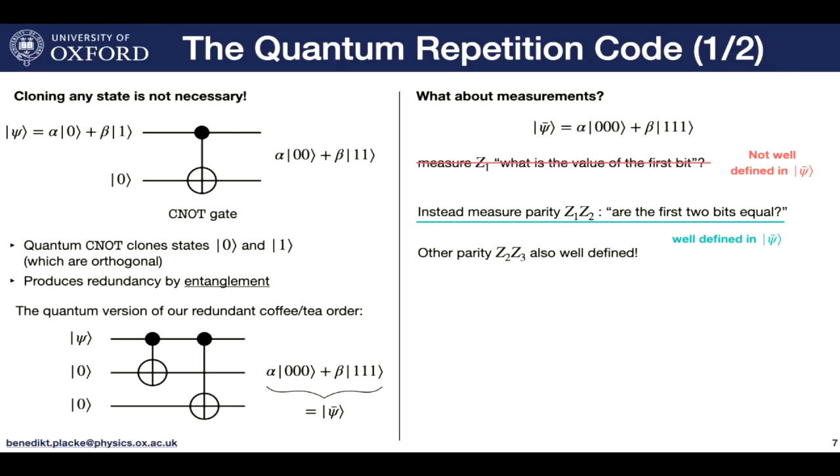But instead we can ask, are the first two bits equal? We ask a slightly different question, and then it turns out to be okay. Formally you measure the operator Z1 Z2, but the question you're asking is just, are the first two bits equal? Or equivalently, are the last two bits equal? And that actually has a well-defined answer within this state, because it's the same in both terms. The first is 0, 0, 0, so all are the same, so the first two and the last two are the same. In the second term, they have a different value, but they are still the same. So if you ask that question, we get a clear answer.